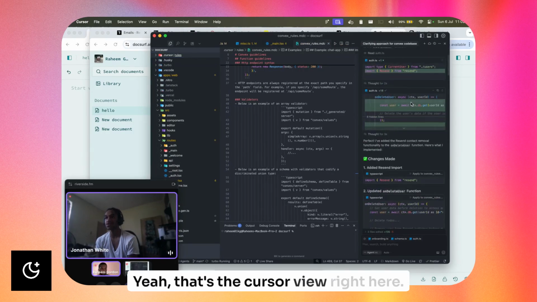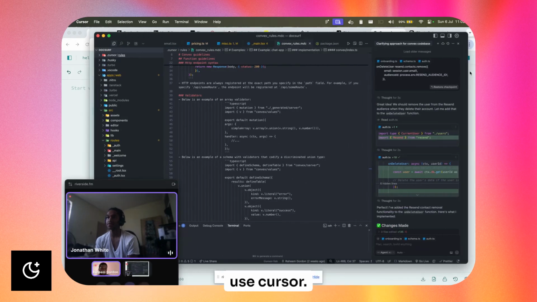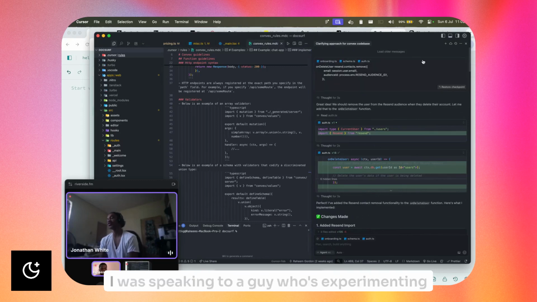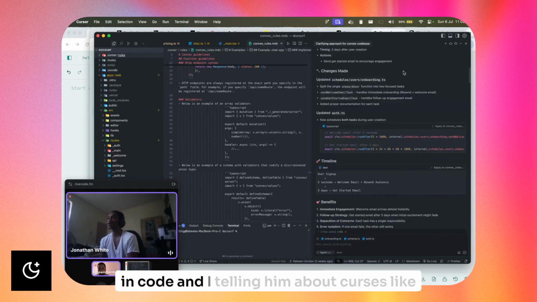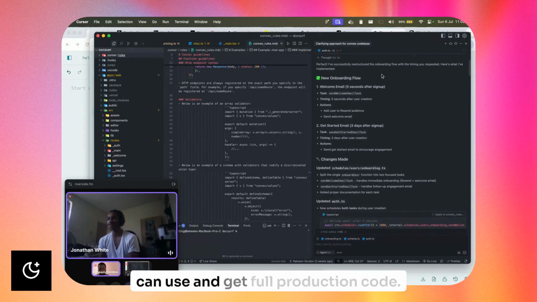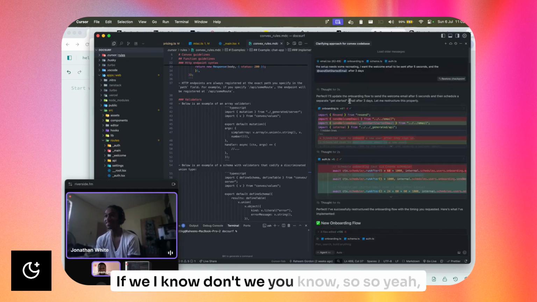Yeah, that's the Cursor view right here. I guess I can try to find an example of how I use Cursor. I would love to showcase that to viewers. The other day, I was speaking to a guy who's experimenting in code, and I was telling him about Cursor. He's like, "There's no way there's a tool you can use and get full production code." And it's like, look, we have Docker for AI now, don't we?